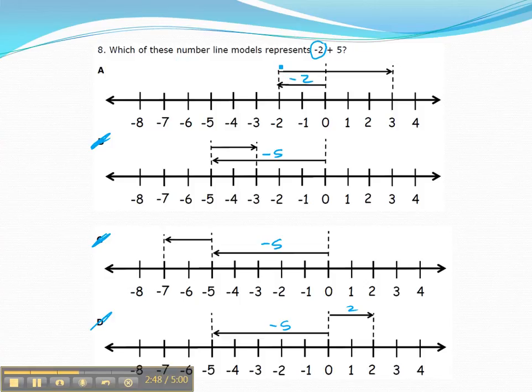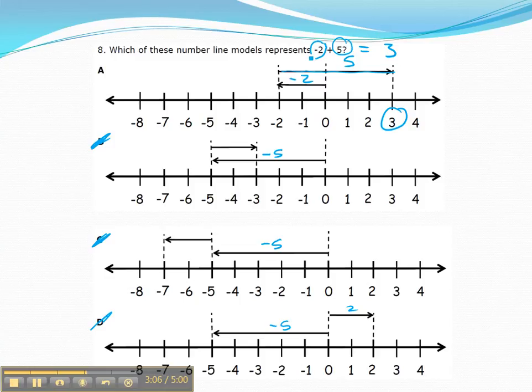The next integer should extend from where the last one left off. So if it's +5, we should see an arrow going 5 spaces to the right. 1, 2, 3, 4, 5. This one is. And it ends at 3, so that should be the solution. And the solution to -2 plus 5 is 3.